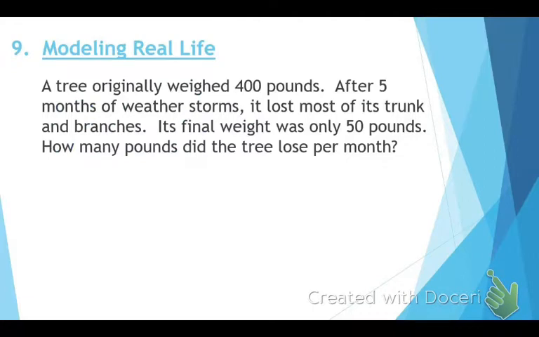On this one, there was a tree that originally weighed 400 pounds. After 5 months of weather storm, it lost most of its trunk and branches. Its final weight was only 50 pounds. How many pounds did the tree lose per month?